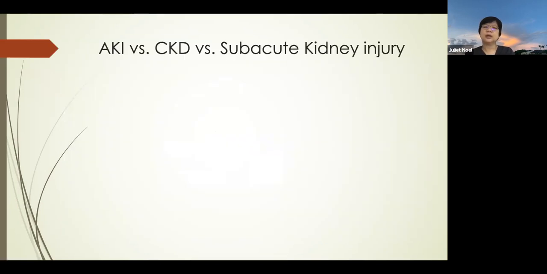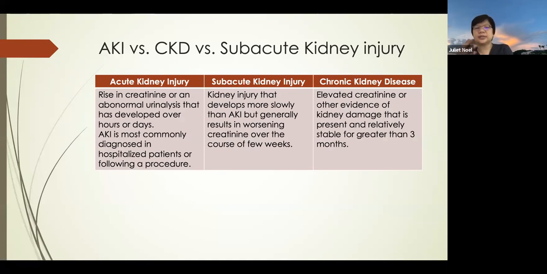Next is how to differentiate AKI from CKD. And now there's a proposed category of subacute kidney disease. Acute kidney injury, as I mentioned, develops within hours or days, and is most common in hospitalized patients. Chronic kidney disease is elevated creatinine or other evidence of kidney damage, like proteinuria or findings in the imaging, that is present, relatively stable, and present for more than 3 months.